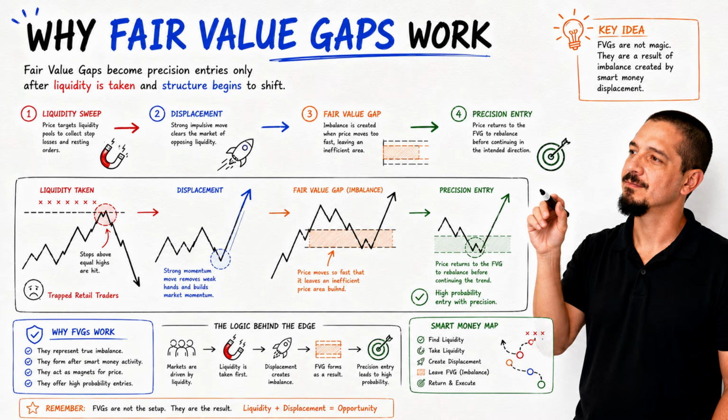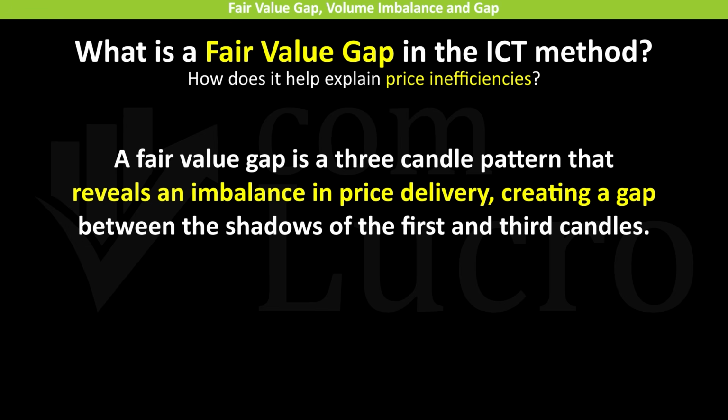At this point, you may have noticed that one concept keeps appearing inside these ICT setups: the fair value gap. It acts as the precision entry after liquidity is swept and structure begins to shift. But to truly understand why these strategies work, we first need to understand what a fair value gap actually represents inside price delivery. So, what exactly is a fair value gap, and why does price react to it so consistently after liquidity is taken? Before we continue building more advanced ICT models, let us break down this concept in detail.